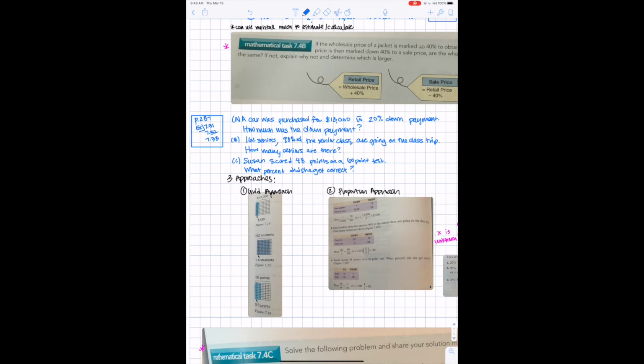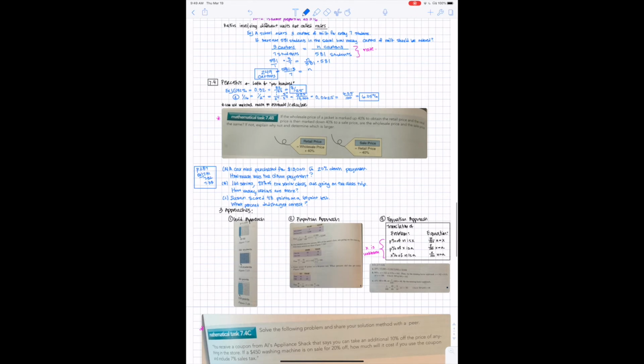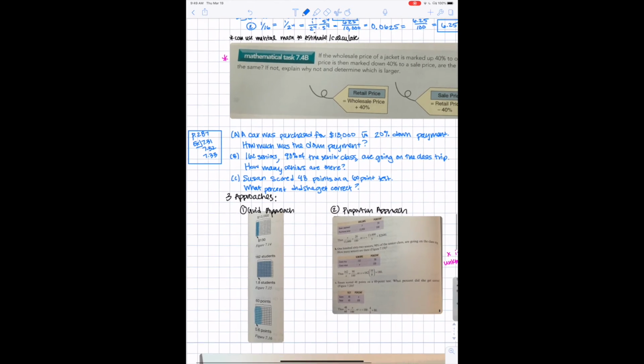So the point of having these three different problems is they're getting at three different aspects of the proportion. That's what each of the problems represents. We're also going to talk about three different ways to solve them: a grid approach, a proportion approach, and an equation approach. Let's start with just looking at the grid approach for all three of these problems, and then we'll briefly talk about the other two approaches as well.